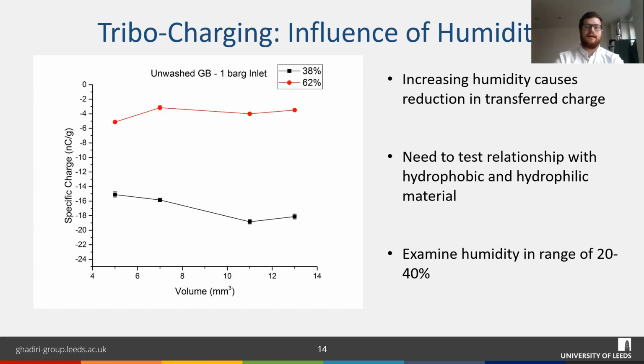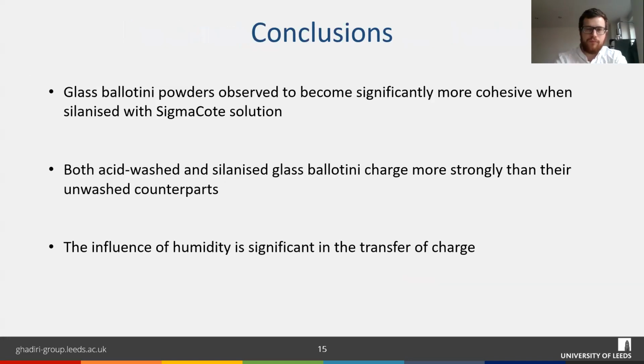And then what we really want to do is examine this 20 to 40% humidity range that I briefly referred to earlier when I was discussing the effects of humidity. Because with our method, with the lack of charge leakage that we expect to see, we really want to see if we can observe the effects of ion transfer, or whether we just see a straight decrease in the charge transfer as humidity increases.